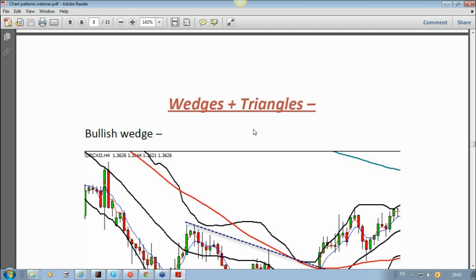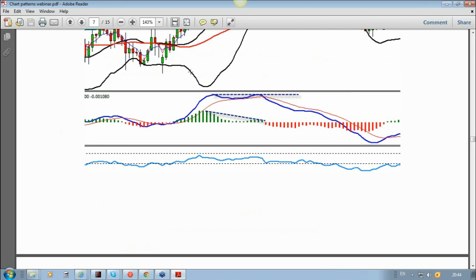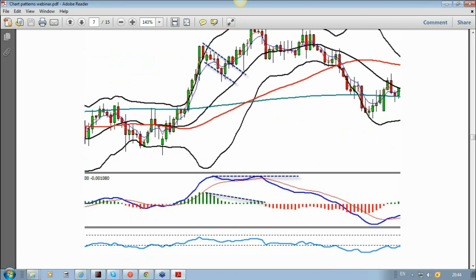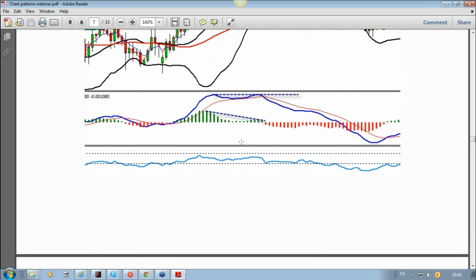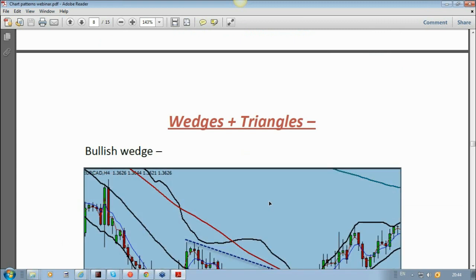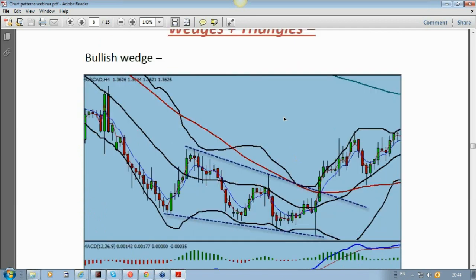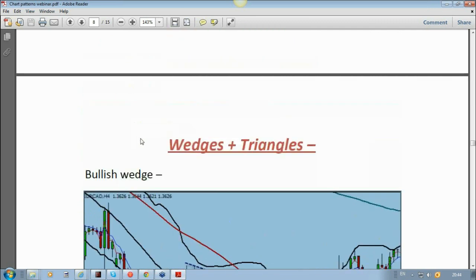About your question, Marty, 4 candles. At least 4 candles to have a flag, so you can start creating borders. Not time frame. Oh no, it's relevant for every time frame. But the bigger the time frame, the bigger the reliability. Okay. Cool. Wedges and triangles.